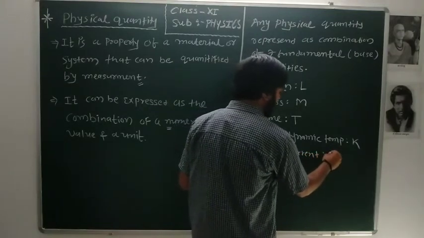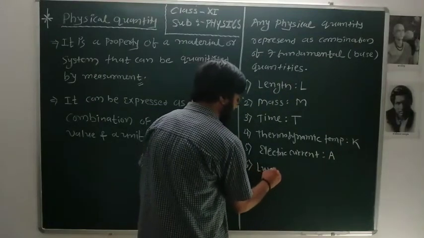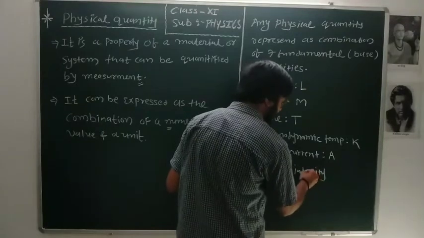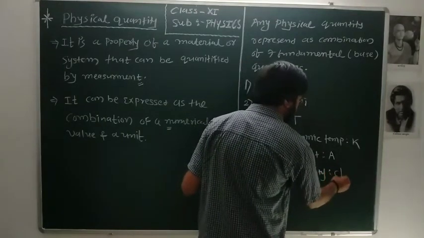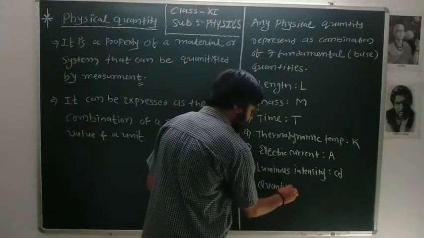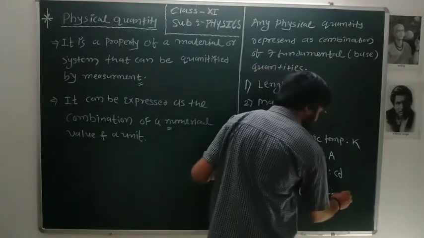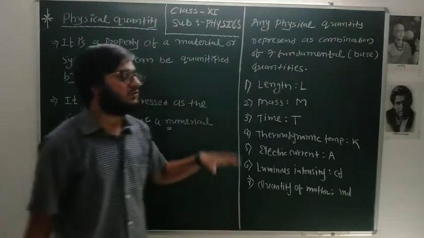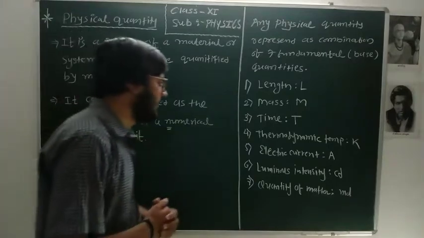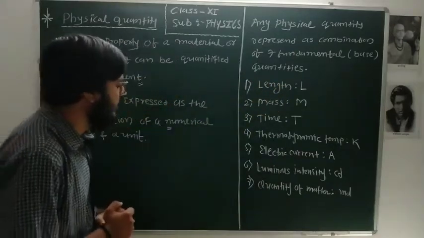the symbol is ampere, means A, then the sixth one is luminous intensity, symbol is candela, and the last one is quantity of matter, so the symbol is mole. So this is how we can define these 7 basic fundamental physical quantities. Here the symbol is given and the physical quantity is also given.